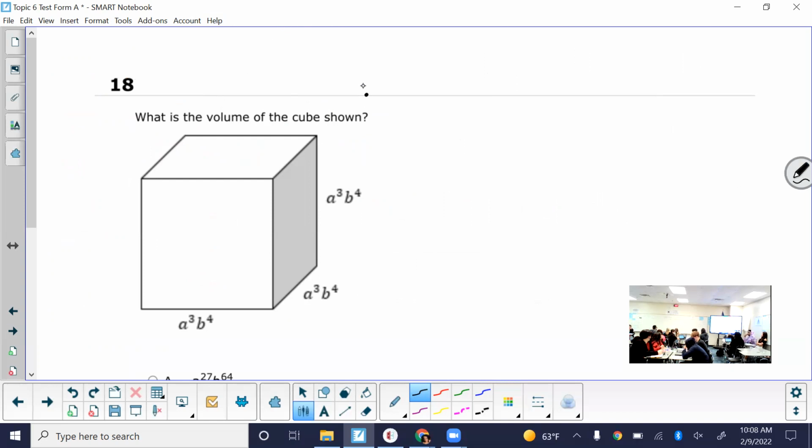All right, so 18. This one you needed the formula that's on the board. And that's for volume. So you needed to know that volume equals length times width times height. So what's the length of this cube? It shows you the dimensions. What's the length?